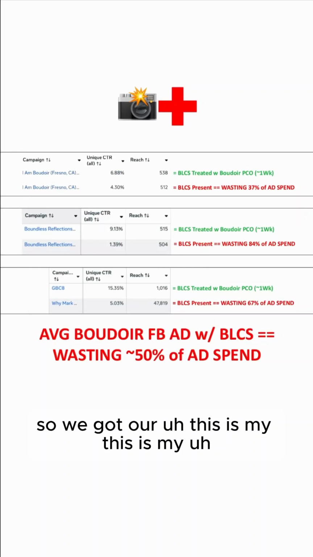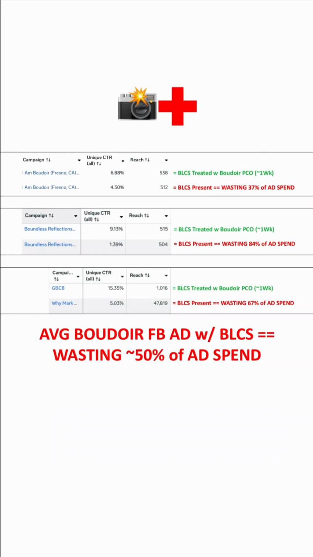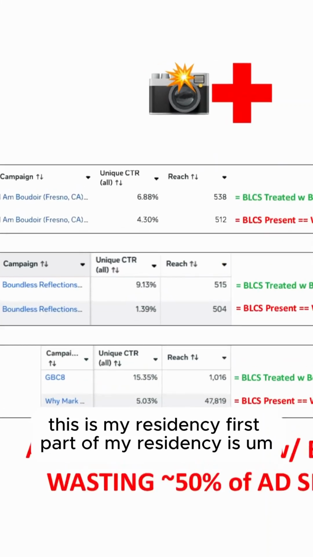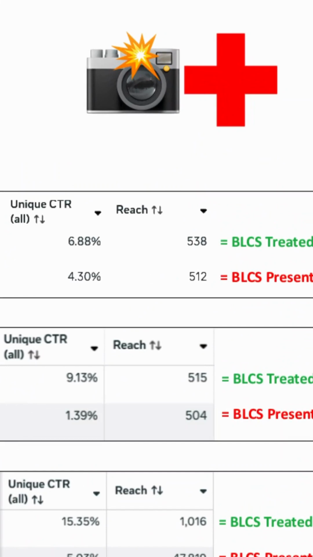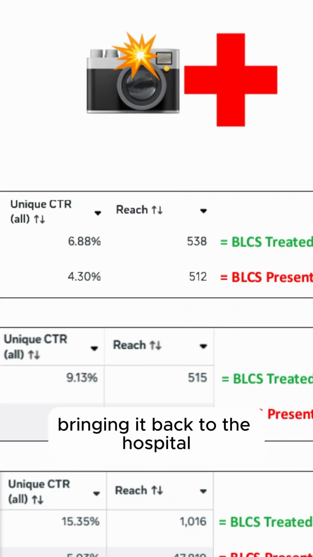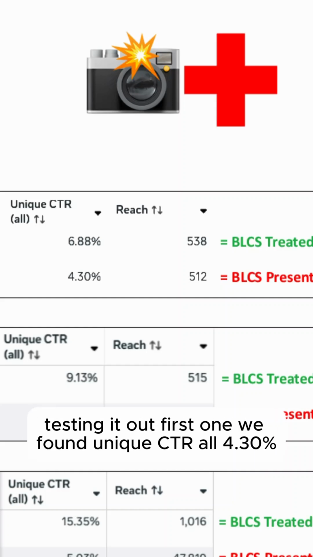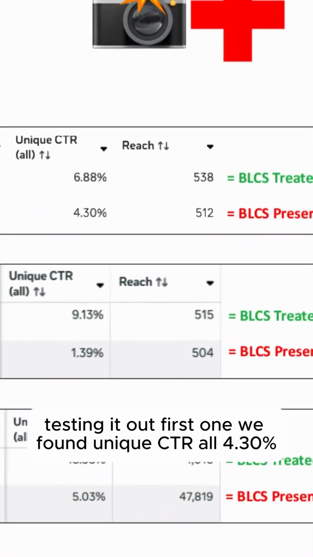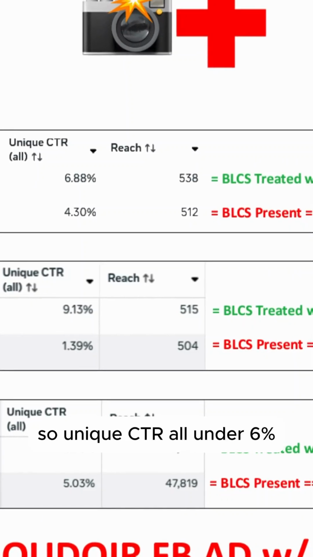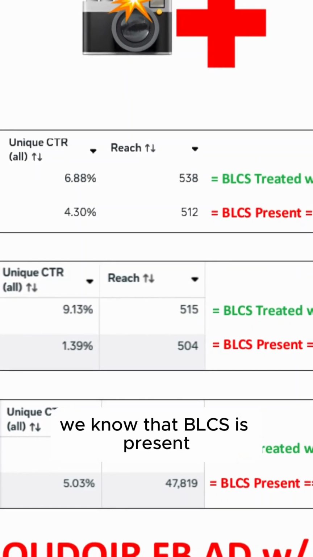So this is my residency. The first part of my residency is finding a Boudoir Facebook ad out there, bringing it back to the hospital, and testing it out. The first one we found had a unique CTR all of 4.30%. So unique CTR all under 6%, we know that BLCS is present, aka Boudoir low click syndrome.